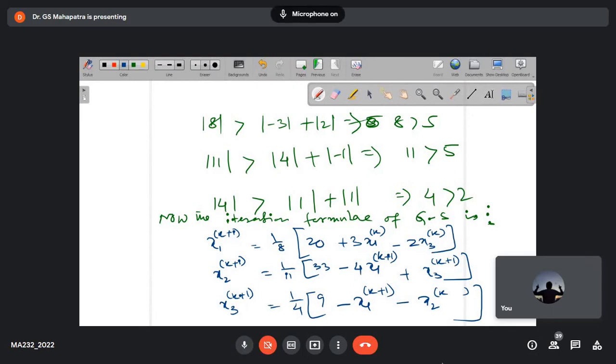Is it fine? No. Check it. Intentionally, I have written 2 mistakes. So in the second formula, x3 is k only, sir. Yeah, fine. Anything else? And in the third formula, x2 is k plus 1. Yeah, correct. Now it's fine. This is the formula.